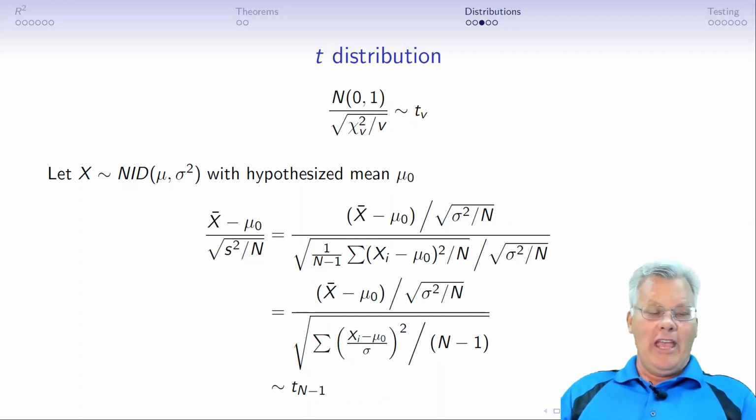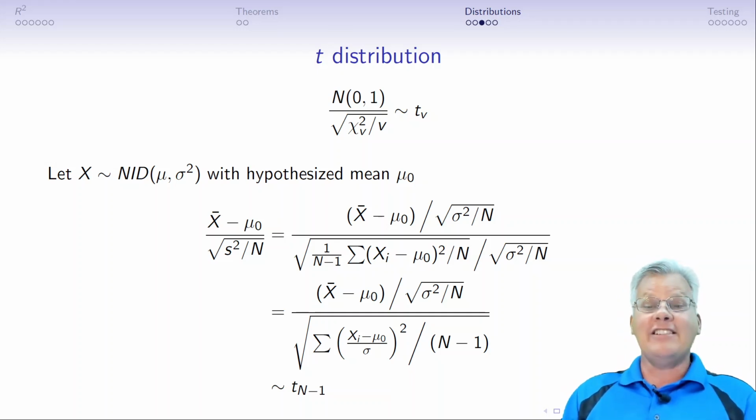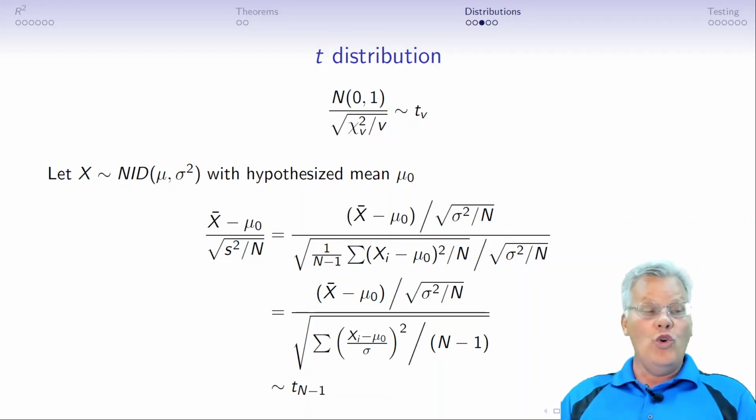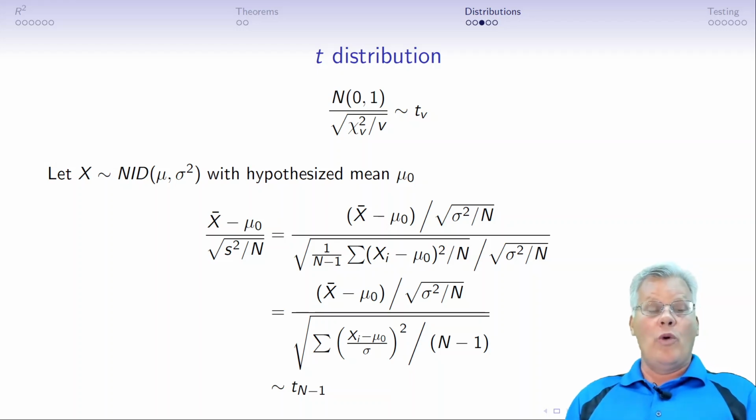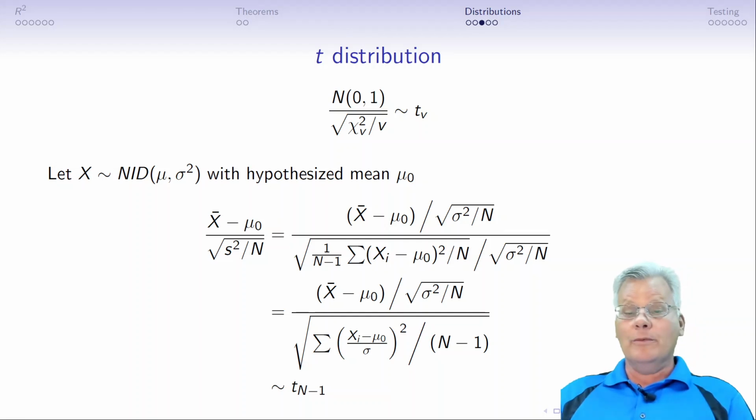If I start to manipulate this and show why this is distributed t, what I'm going to do in the first line of this expression is divide both the numerator and the denominator by the true unknown standard deviation. So remember, my estimate of the standard deviation is the square root of s squared divided by n. The true unknown standard deviation is the square root of sigma squared divided by n. So I'm dividing both numerator and denominator by this true unknown value.